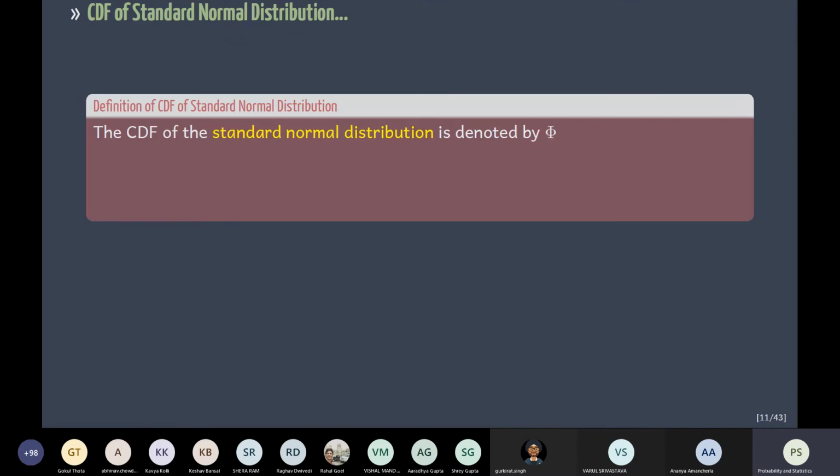Okay, so the CDF of the standard normal distribution is denoted by phi, which is nothing but this, and this will be found by integrating from minus infinity to x. So that's how the CDF is defined, right? CDF is defined by integrating from minus infinity to x. In this case, the valid lower limit is indeed minus infinity.